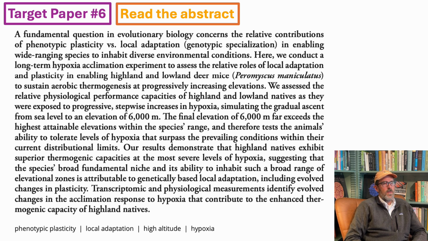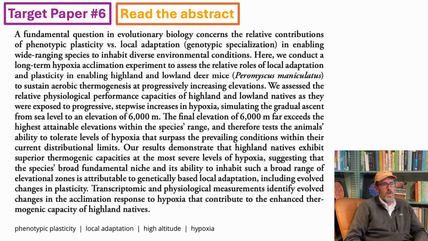The final elevation of 6,000 meters far exceeds the highest attainable elevations within the species range, and therefore tests the animal's ability to tolerate levels of hypoxia that surpass the prevailing conditions within their current distributional limits. Our results demonstrate that highland natives exhibit superior thermogenic capacities at the most severe levels of hypoxia, suggesting that the species' broad fundamental niche and its ability to inhabit such a broad range of elevational zones is attributable to genetically based local adaptation, including evolved changes in plasticity.